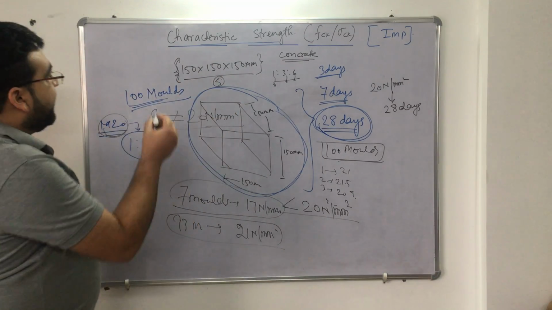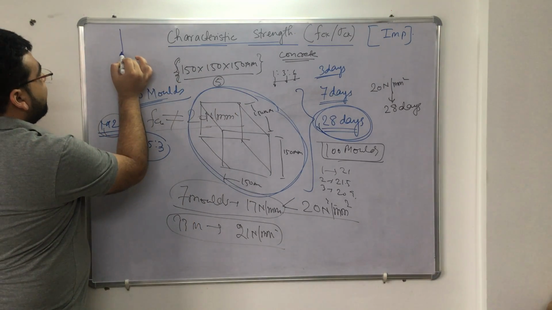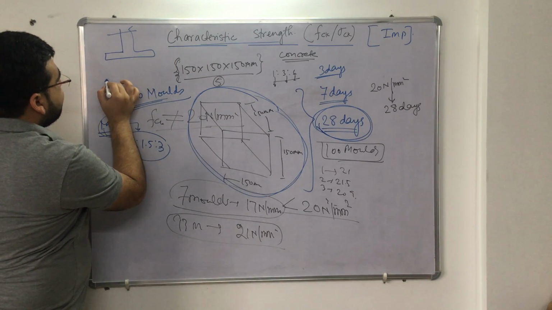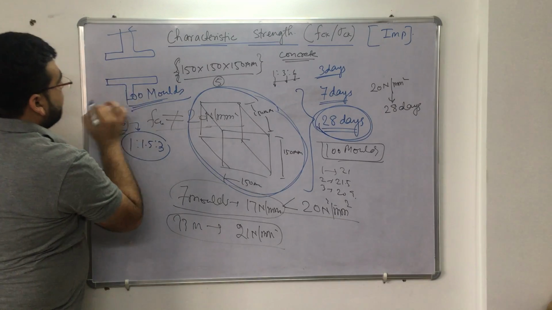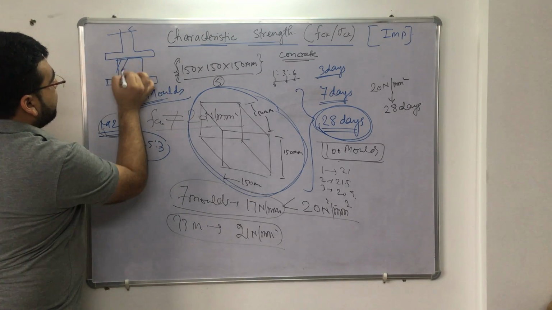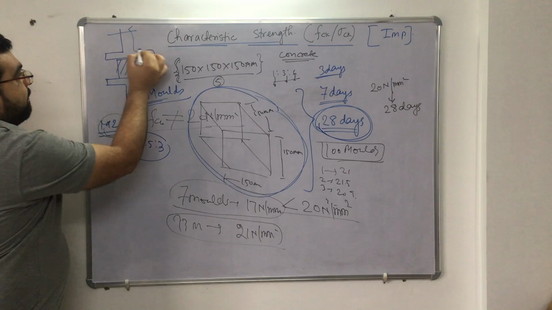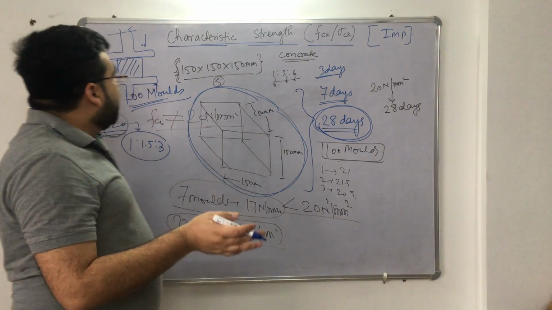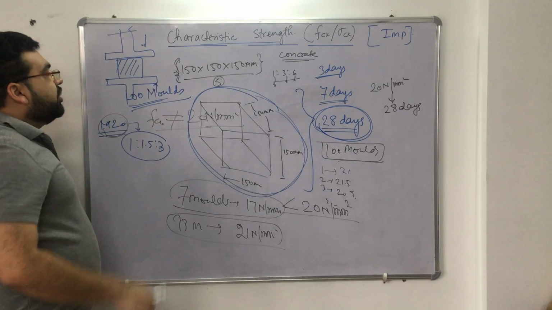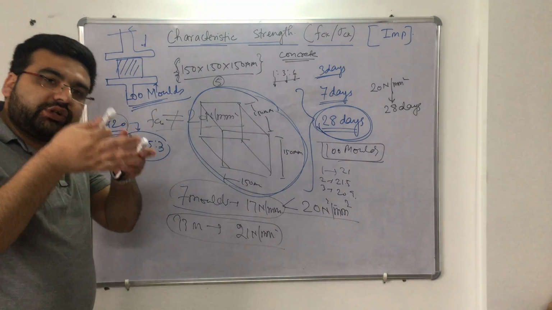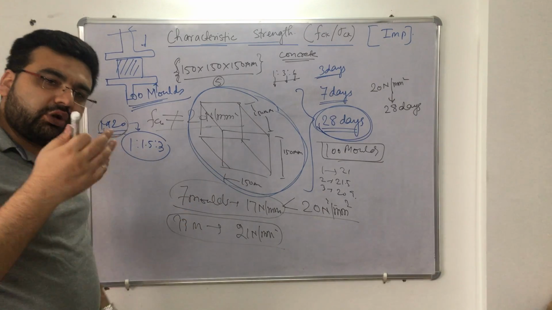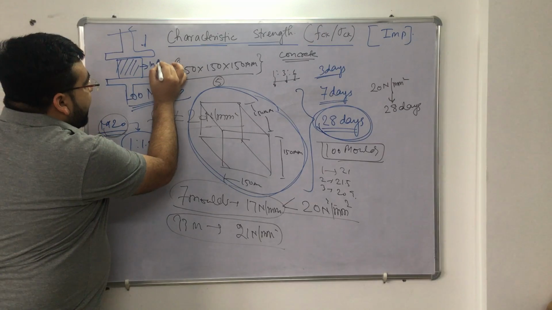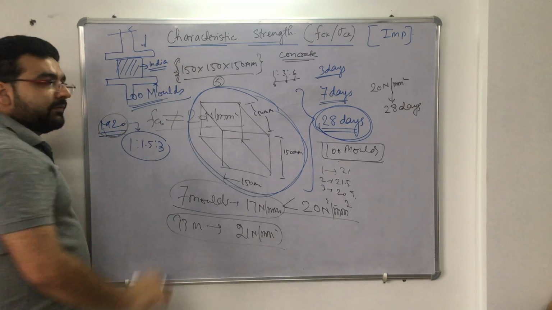You place the cube in a universal testing machine. Let us say these are the jaws of the universal testing machine. This is the upper jaw, and this is the lower jaw, and you place your cubic sample here. You press it, you apply load gradually. I am not going into detail about how much load is applied. That is not even asked in the GATE examination. But in India, this practice is followed.